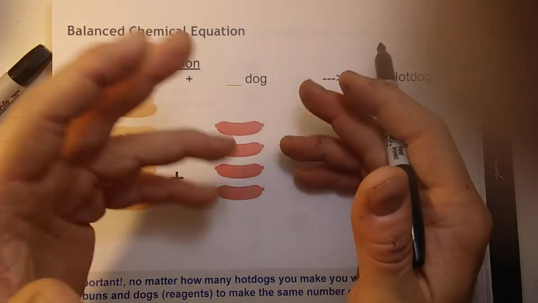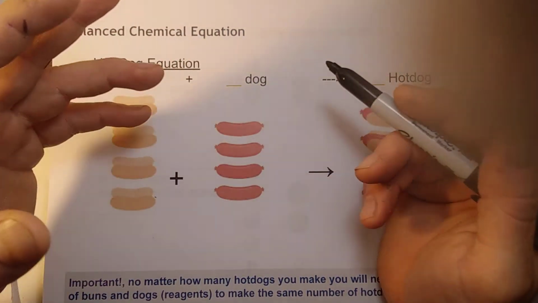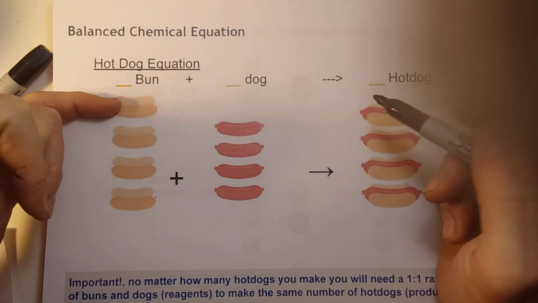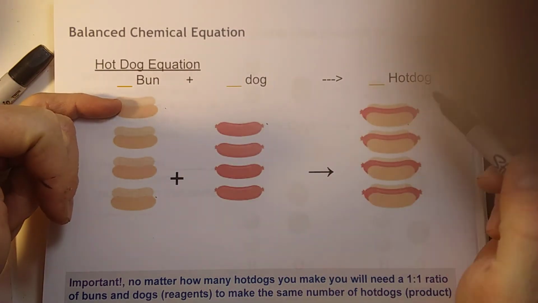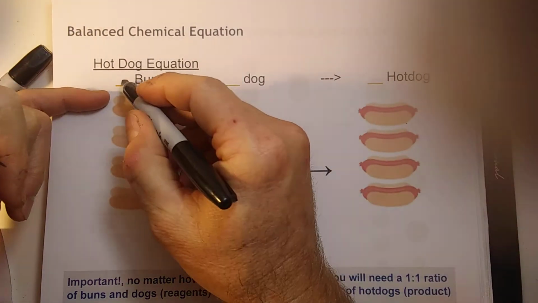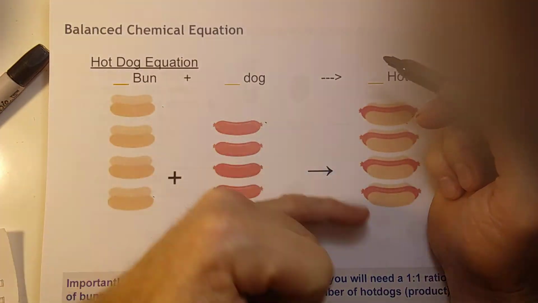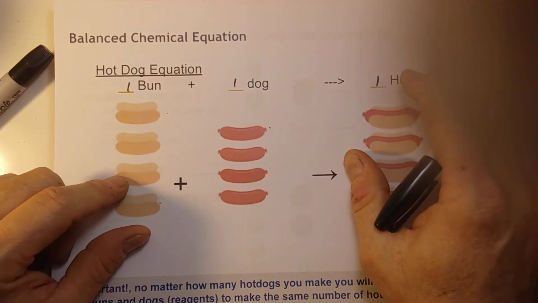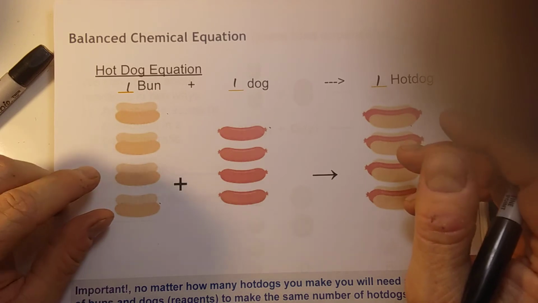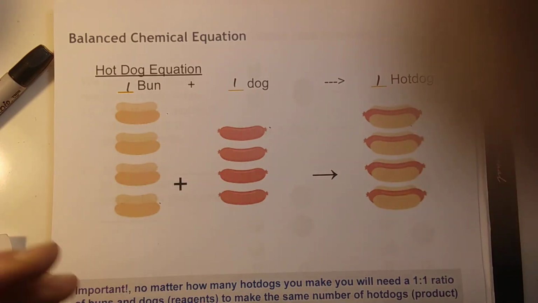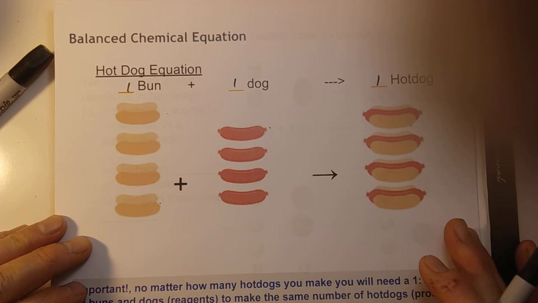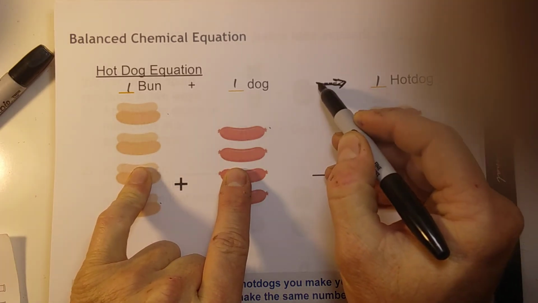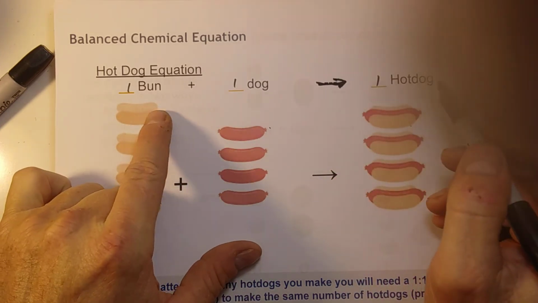So just before we get into how to balance, remember what the chemical equation is illustrating. For example, for a hot dog equation, we'd say 1 bun plus 1 dog gives 1 hot dog. So it doesn't matter that there's 4, 4, and 4, the simplest ratio is 1, 1, and 1. We always go down to the simplest ratio when we're trying to balance an equation. So no matter how many hot dogs you need to make, you'll have a 1-to-1 ratio of the reagents, we'll say. Here's our action arrow. 1 dog plus 1 bun makes 1 hot dog.